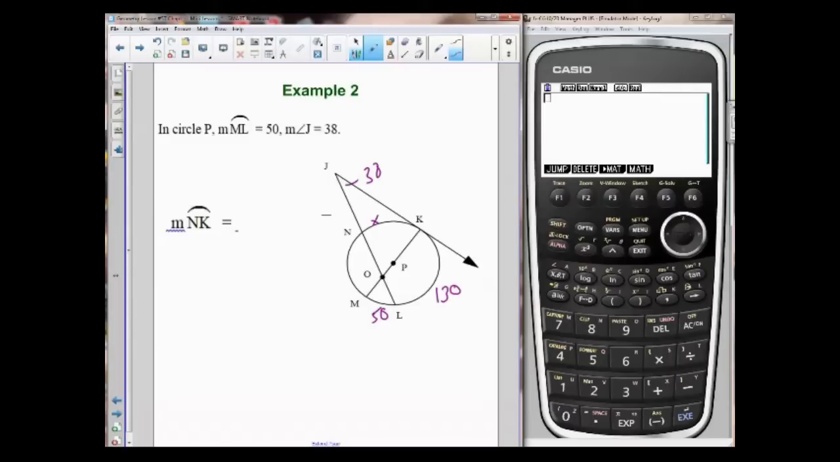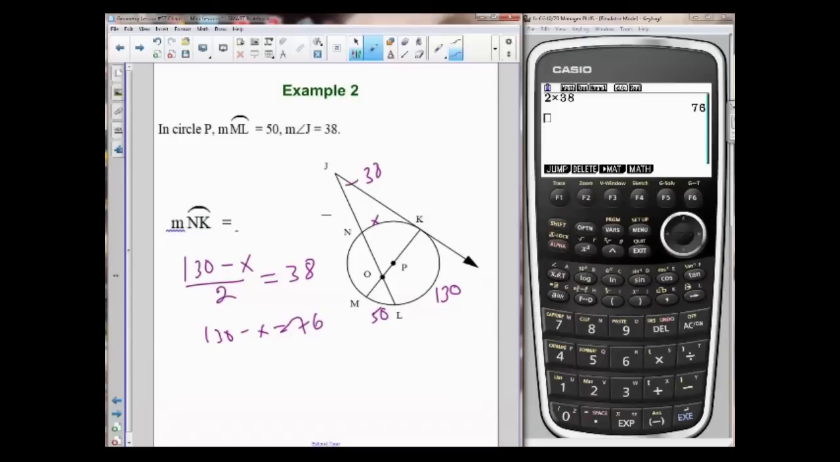So we can use our formula now. We can do 130 minus x over 2. Remember, big arc minus small arc over 2 equals my angle. Exactly what we're going to do. 130 minus x over 2 is equal to 38. And I'm going to go ahead and multiply 2 times 38. So that's 60 plus 16, so that's 76. And we just put 130 minus x is equal to 76.